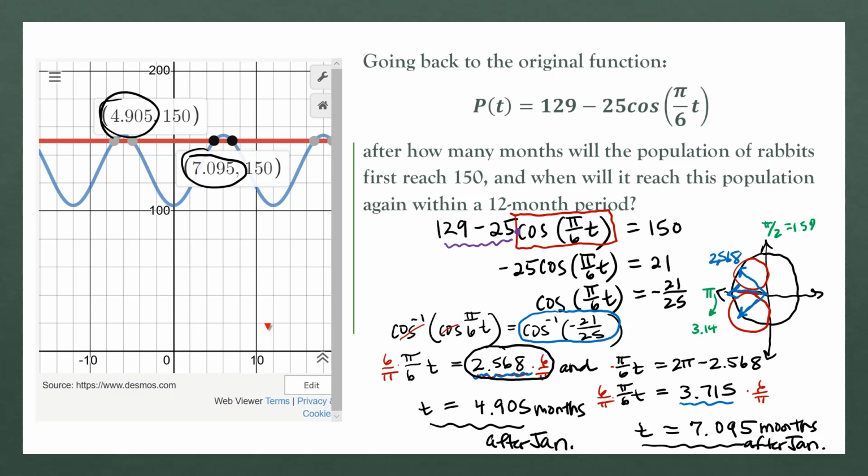And if we wanted to, we could do the countdown, right? We know that if January is 0, then 1 is February, 2 is March, 3 is April, 4 would be May. So it's looking like it's at the very end of May, almost to June, that we're seeing our first occurrence. I really hope that that helped.